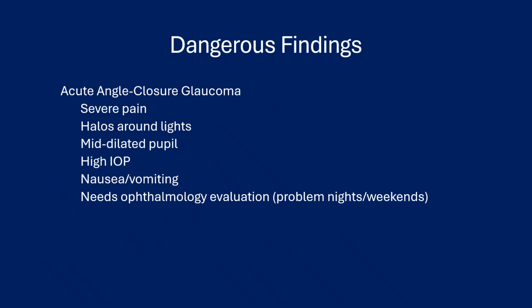Dangerous findings. Going through several of these: acute angle closure glaucoma tends to have a history of severe pain. They often report halos around lights, and have a mid-dilated pupil that's not very reactive. Clearly, in this situation, you want to check intraocular pressure, which is going to be very helpful from a diagnostic standpoint. Nausea and vomiting. If you have a suspicion of acute angle closure glaucoma, these people need urgent ophthalmology evaluation, which can sometimes be a problem if it's nights or weekends.